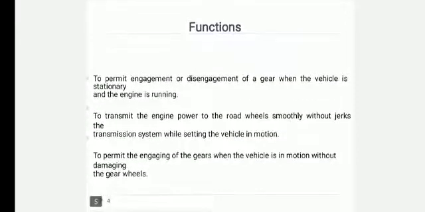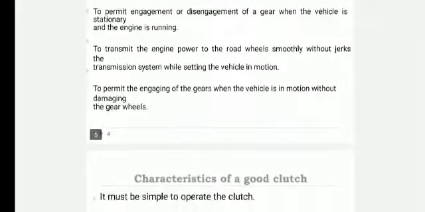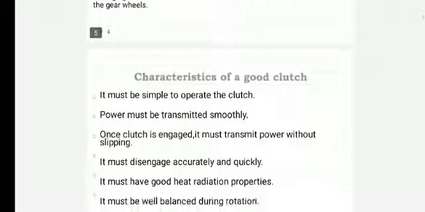Function of the clutch. The function of the clutch is to permit engagement or disengagement of a gear when the vehicle is stationary and the engine is running. Next, to transmit the engine power to the road wheels smoothly without jerks through the transmission system while setting the vehicle in motion. Next one is to permit the engagement of the gears when the vehicle is in motion without damaging the gear wheels. So these are the functions of the clutch.